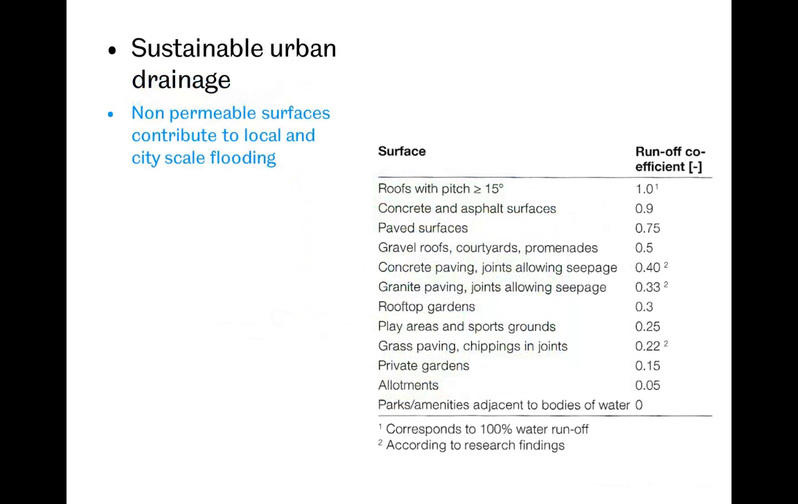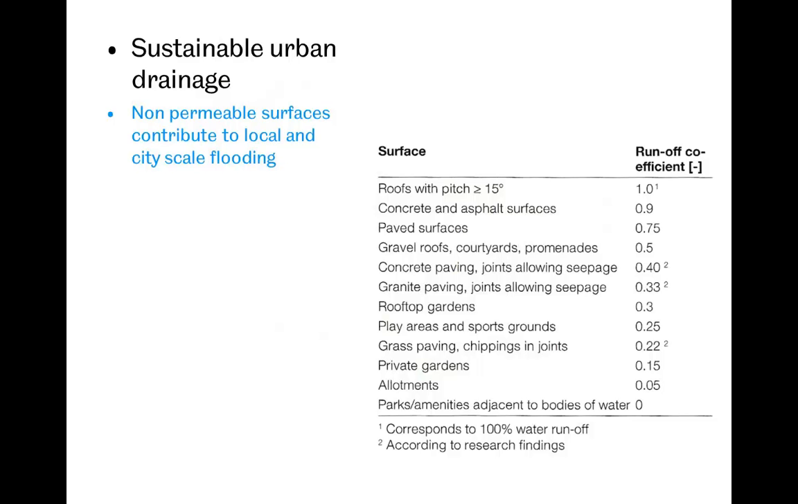Sustainable urban drainage. Okay, non-permeable surfaces contribute to local and city scale flooding. So what we're talking about here is we are experiencing more severe weather conditions globally, and many parts of the world are experiencing higher levels of precipitation and flood events. We've always had flood events around the world, but it is being noticed scientifically that these flood events are getting worse, more frequent, and more severe. So it's a really serious issue.